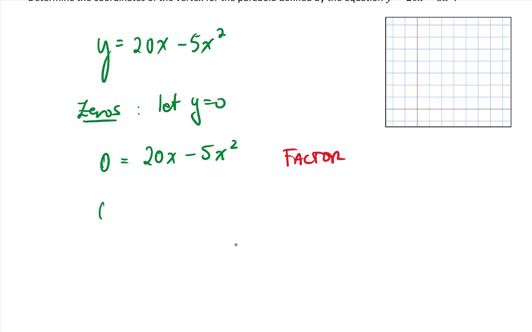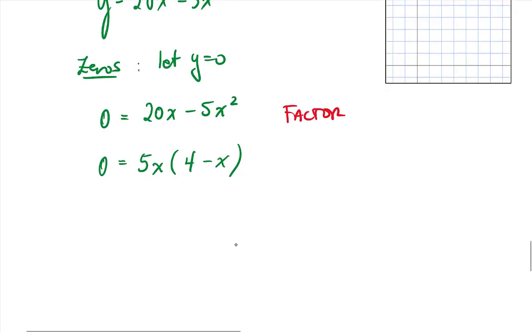So for this expression, we see there's a common factor of 5x. If we take out the 5x from 20x, we end up with 4. And if we take out the 5x from 5x squared, we end up with negative 1x, or just minus x. Now that it's in factored form, we can find the zeros.